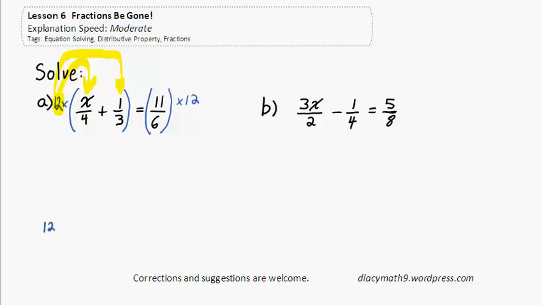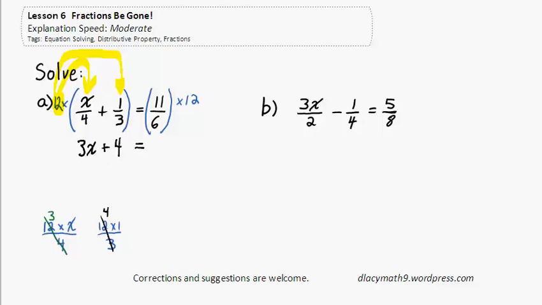12 times x divided by 4. And I'm going to follow that up with 12 times 1, also divided, but in this case divided by 3. Now what that works out to with canceling is 12 times x over 4 is the same as 12 divided by 4, leaving 3 to give me 3x right here. And then I've got 12 divided by 3, which is 4, giving me 4. The left side is simplified considerably.